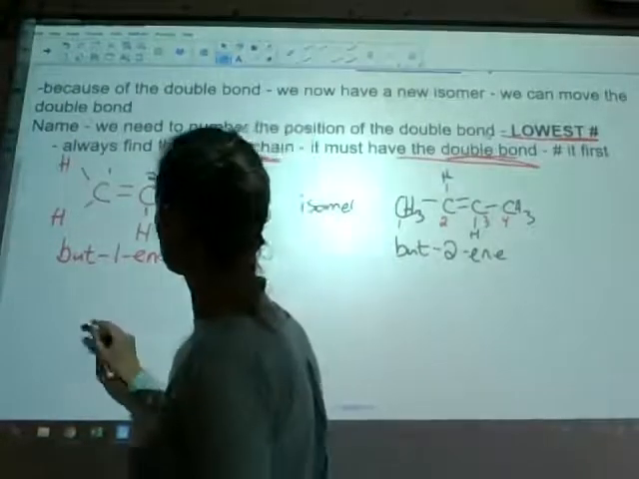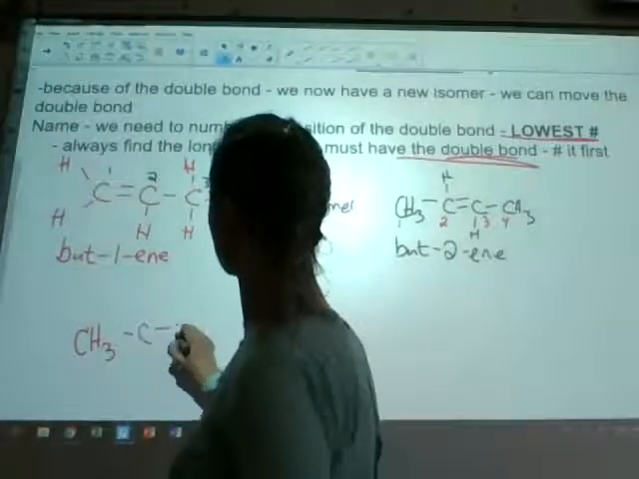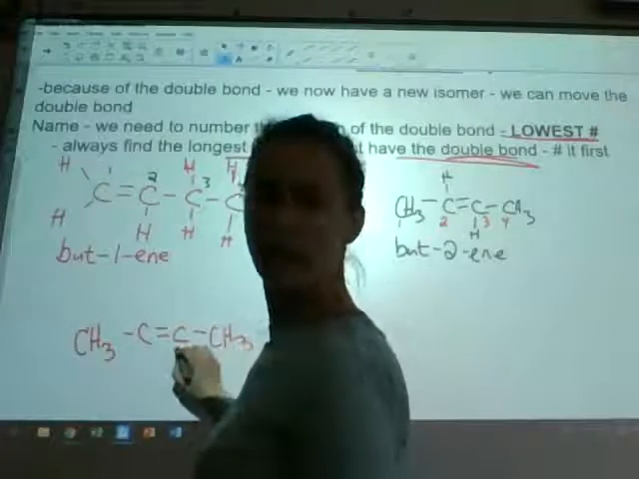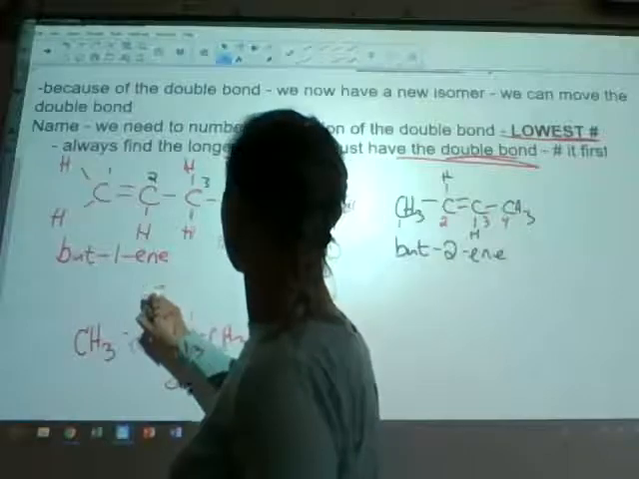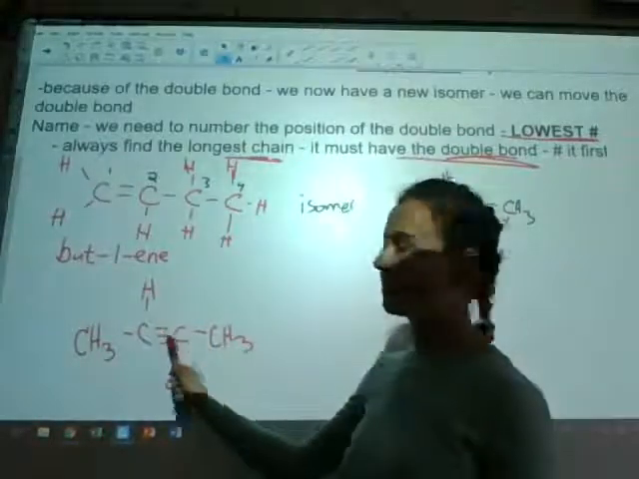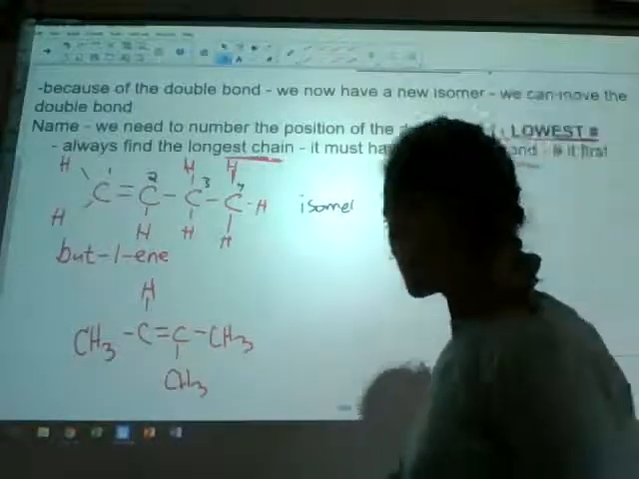So let's go to CH3, and then a C double bonded to a C, CH3, and then CH3. So now we'll fill in my hydrogens. I only have one that can go there, and none can actually go here because we already have all of our bonds. 1, 2, 3, 4. So there's no more room for a bond there. So let's start with our naming.